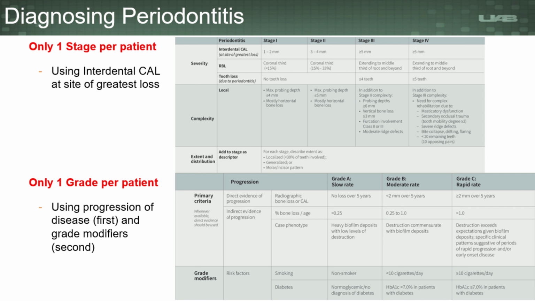And the same is true for the grading. So we base both of those on the most advanced sites in the patient. So the stage represents the most advanced area of the mouth. And you can describe it as localized or generalized, but you're not going to describe stage 1 in the upper right and stage 3 in the lower left. That's not possible. That patient would potentially be a localized stage 3 patient based on the most advanced area.